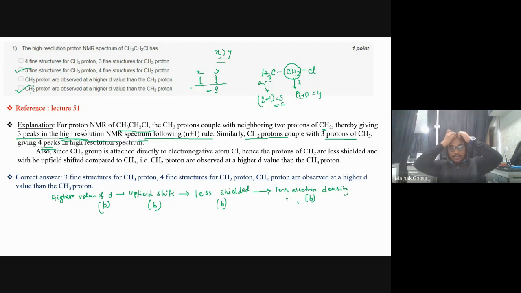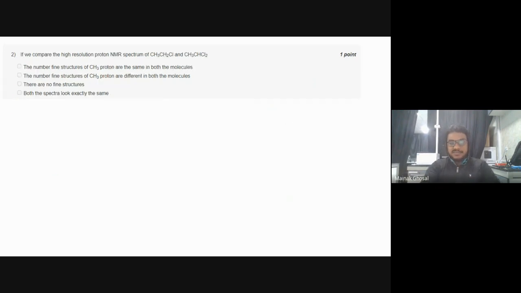So these are the true options. I am correct that 3 fine structures for CH3 proton, 4 fine structures for CH2 protons, and also CH2 protons are observed at a higher delta value than the CH3 proton. Got it? I'm moving to the next question: if we compare the high resolution proton NMR spectrum of CH3CH2Cl and CH3CHCl2, will there be a difference in the fine structure of the CH3 proton, or will they be the same? You can also find this in lecture number 51.